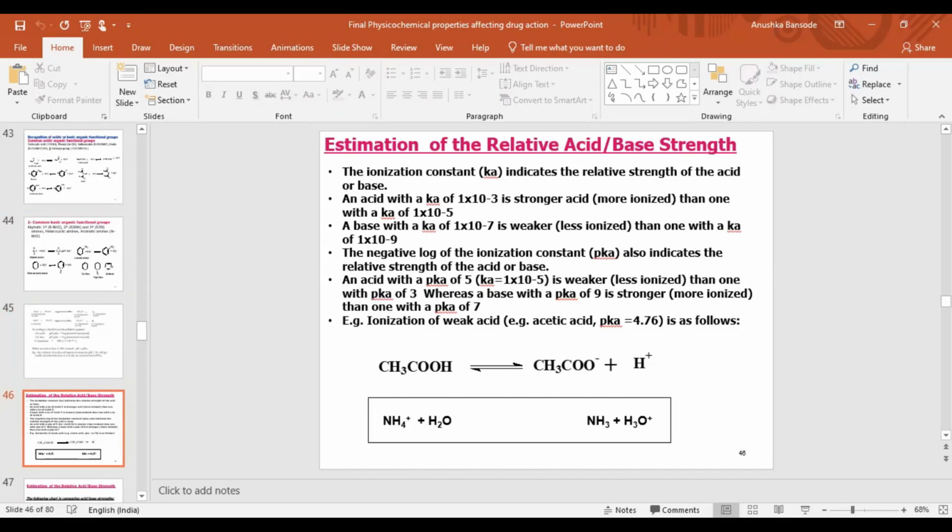A base with Ka of 1 × 10^-7 is weaker, it is less ionized than one with Ka of 1 × 10^-9. Ionization of a weak acid, acetic acid, pKa 4.6, is as follows.